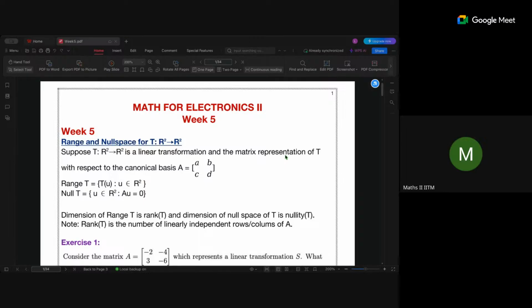Today we will try to cover the first part, that is the composition of linear transformations, and if we have some time then we will try to introduce a little bit about eigenvalues as well. Okay, fine.